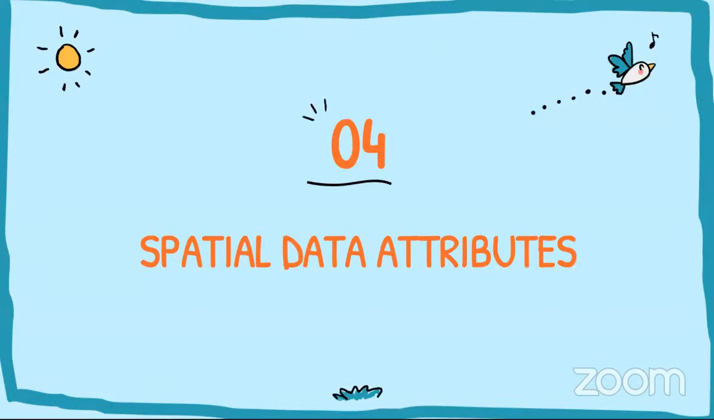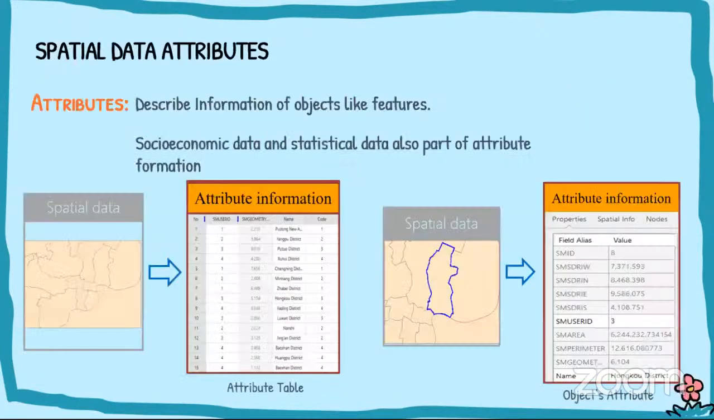So next, we have the spatial data attribute. Attributes describe the information of objects like features. For example, as you can see in the pictures, the spatial data of all the features or layers can be seen in these attribute tables, and even the specific object features can also be seen in the properties of the layers. Actually, socio-economic data and statistical data are also part of the attribute information.